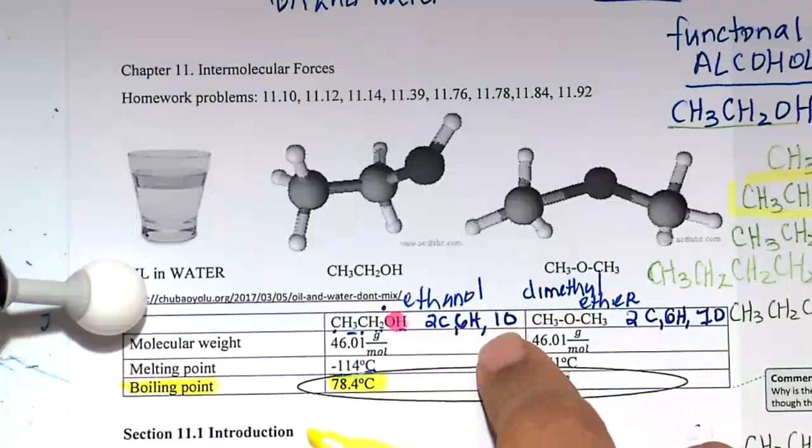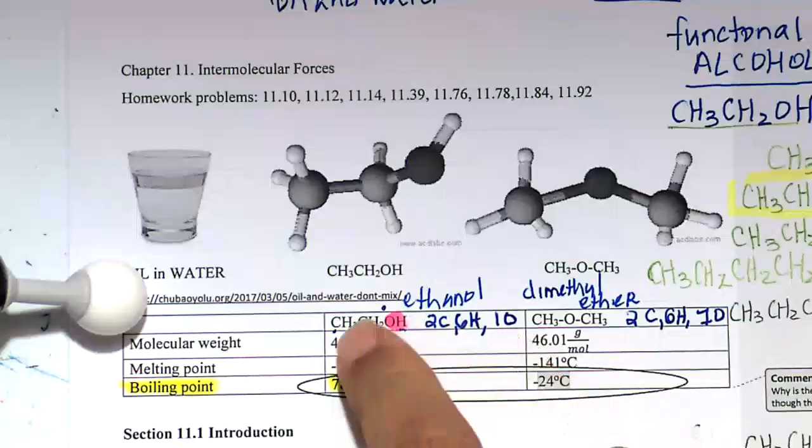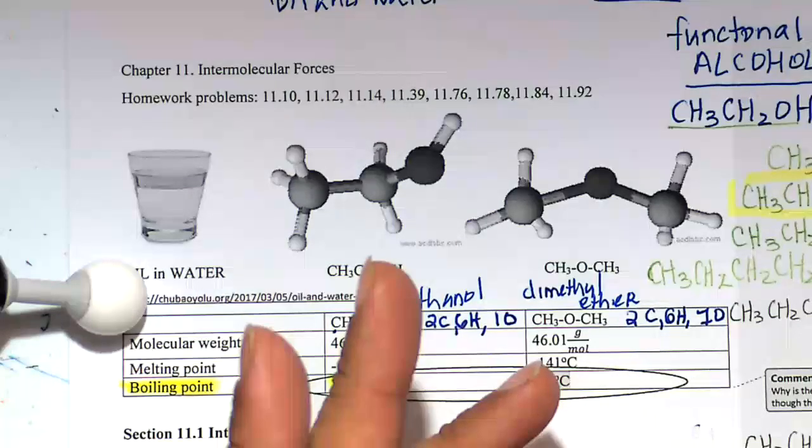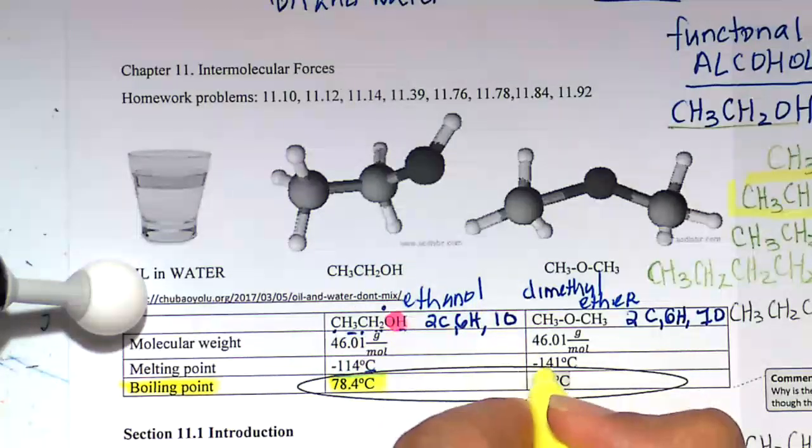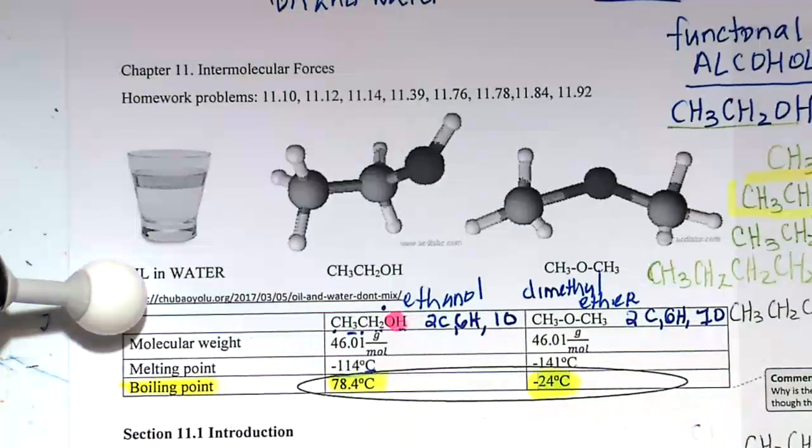And look, it's 2 carbons, 6 hydrogens, and 1 oxygen. And they both weigh the same because it's just the same elements in the periodic table. But look at the boiling point for dimethyl ether. Look at that. Minus 24 degrees.